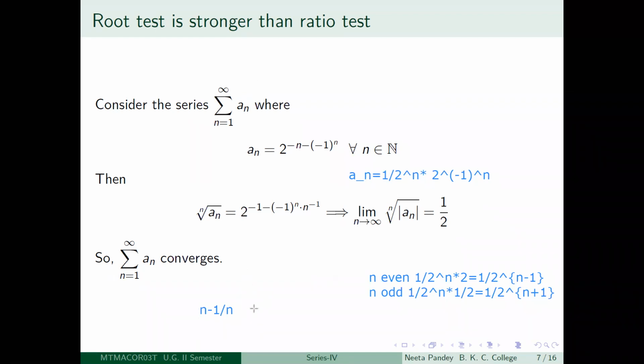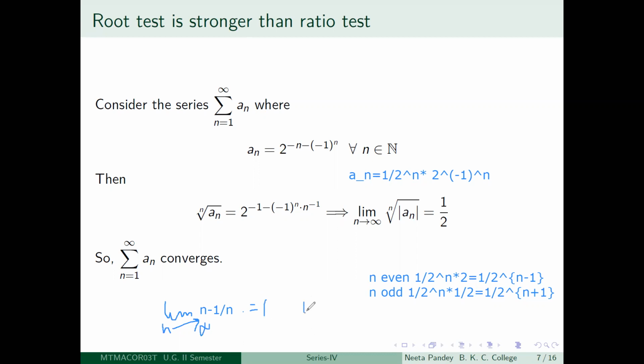I can't see how to draw an arrow, but let me just write it down. So n minus 1. What I want to say is this: if you look at the limit as n tends to infinity of n minus 1 by n, this is going to be equal to 1. That is 1 minus 1 by n, right? So yes, this is going to be 1.